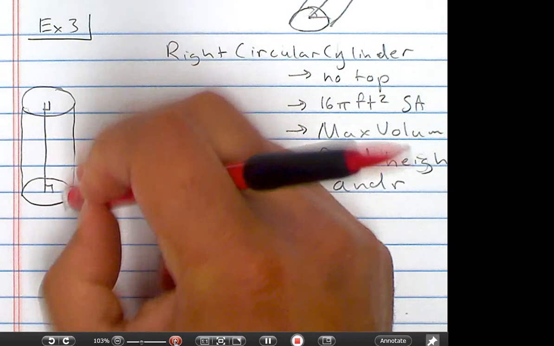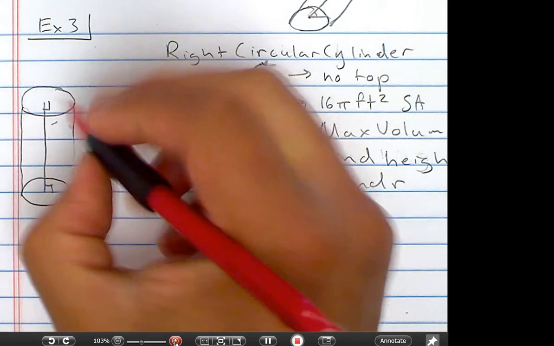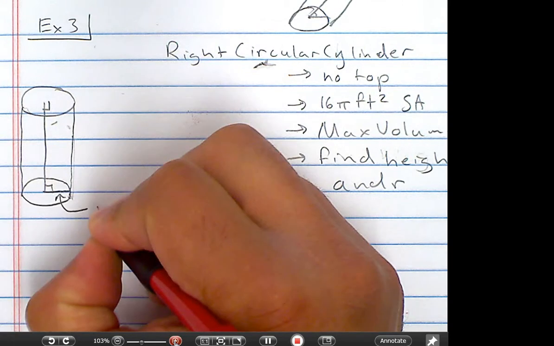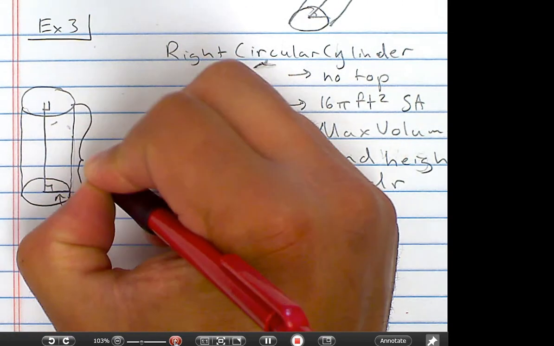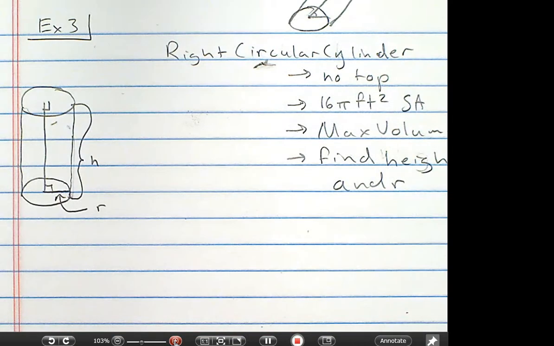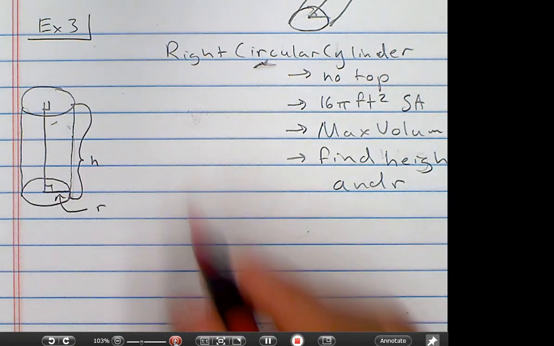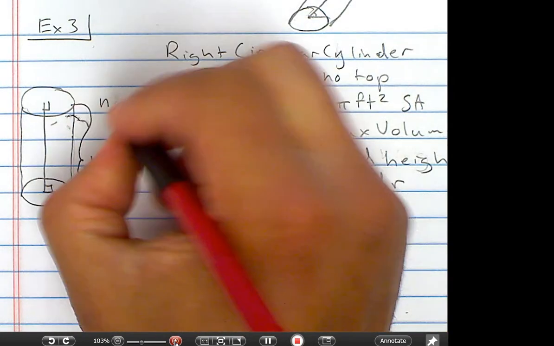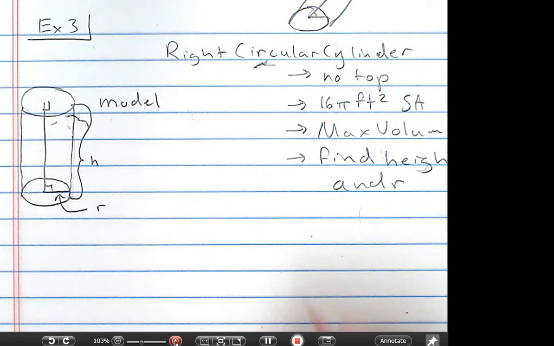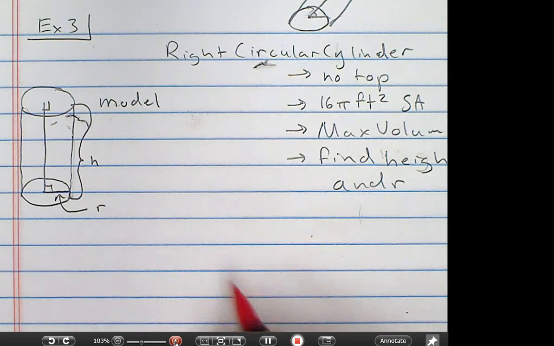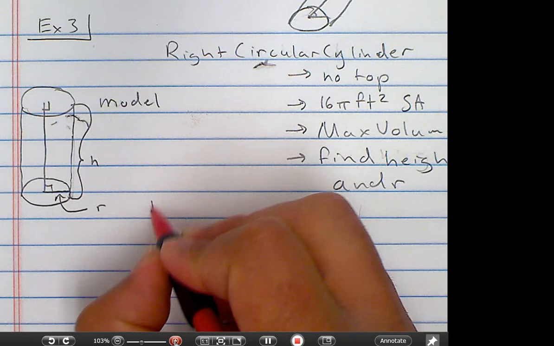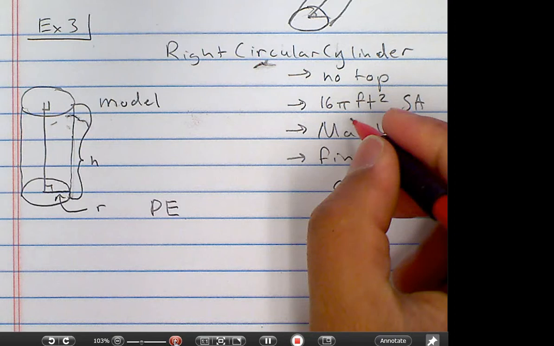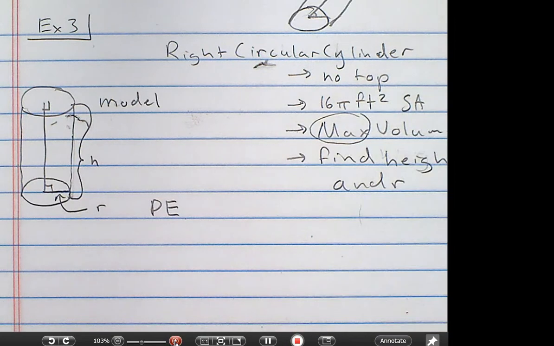Alright, so here's our model, and we know our variables need to be R and H. So our model is good to go. First thing we need to do is write down our primary equation. Our primary equation is what we're maximizing. So we need to know the volume equation.